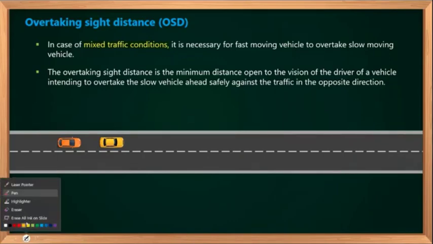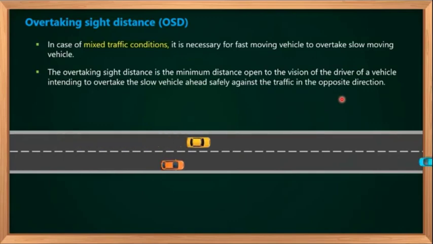See here, the overtaking sight distance is the minimum distance open to the vision of the driver of a vehicle intending to overtake the slow moving vehicle ahead safely against the traffic in the opposite direction. That minimum distance is called the overtaking sight distance. See here. So what is happening? Got it? So before C is coming, A is going to its original lane.